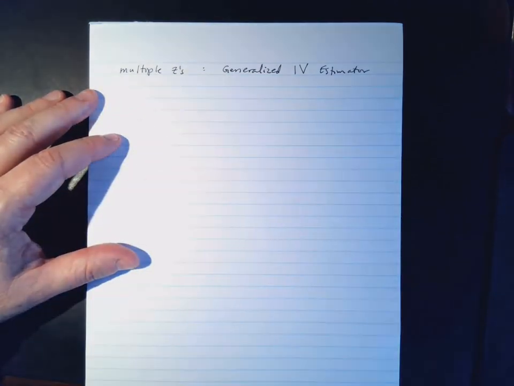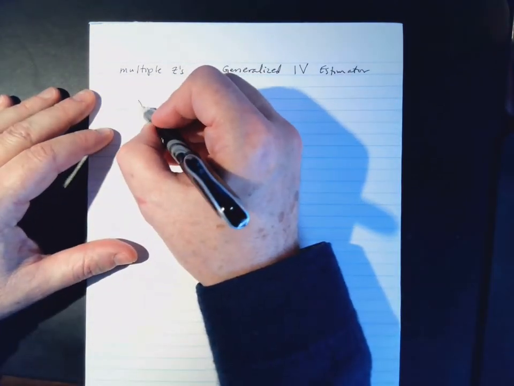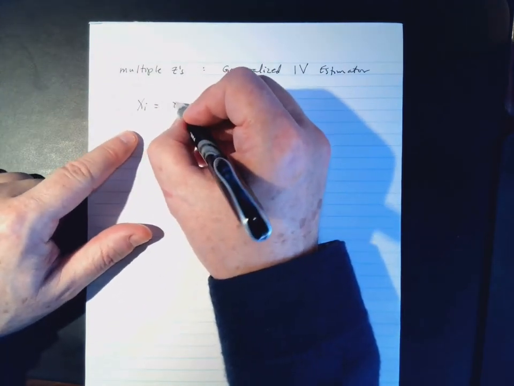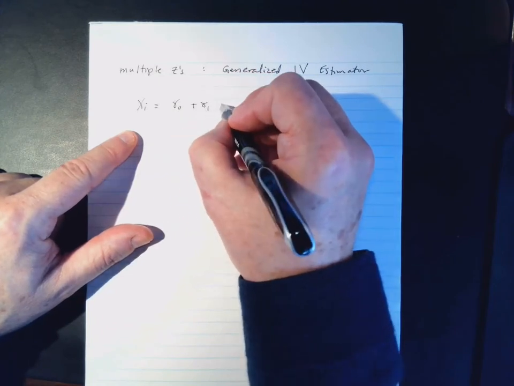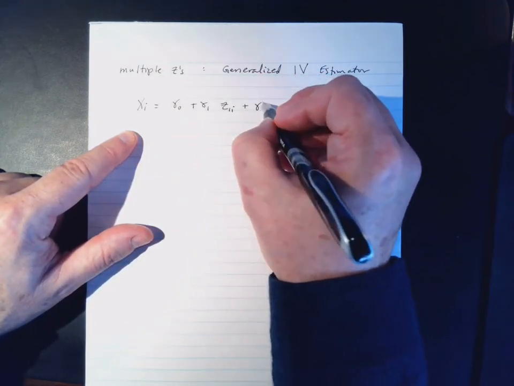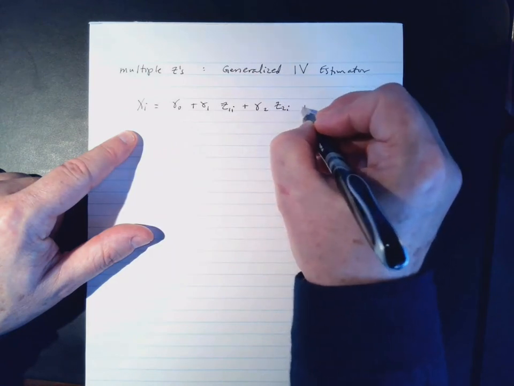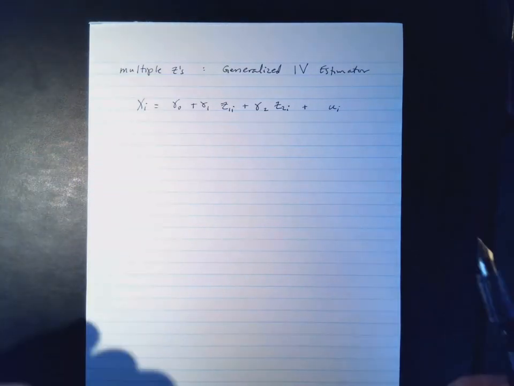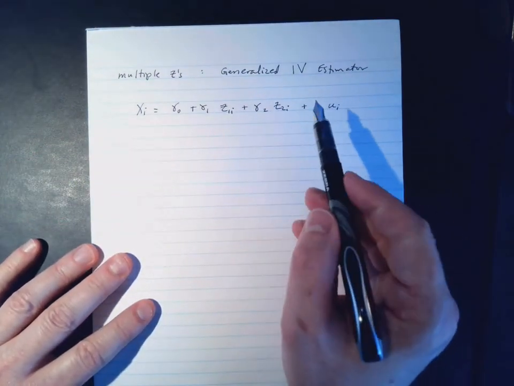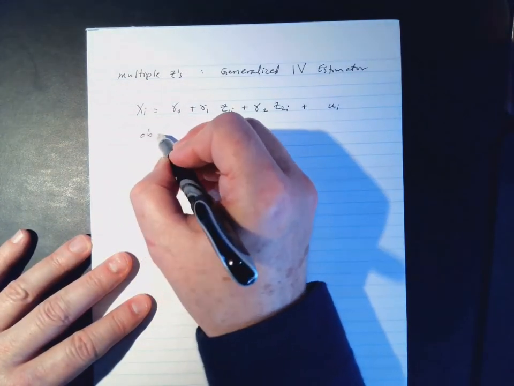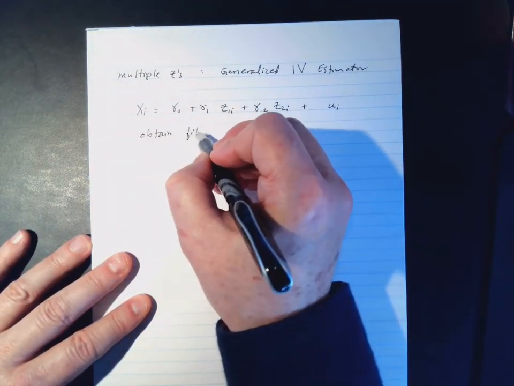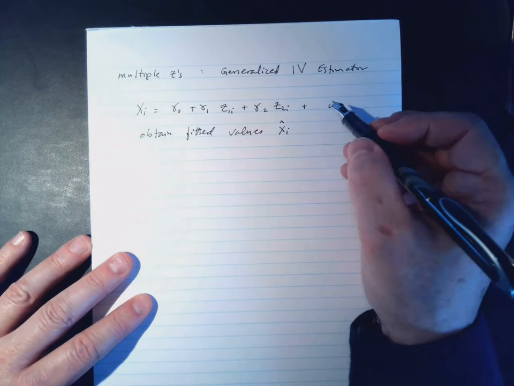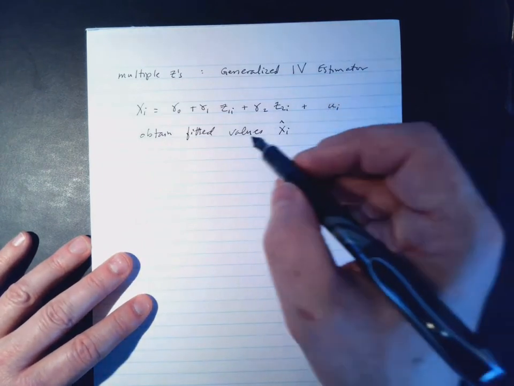So if you're going to use multiple z's, then you would just form a regression model. So you're going to regress x on, say, gamma 0 plus gamma 1 z1 plus gamma 2 z2 plus a new error term, so I'll call it u. That's the error term here. Okay, so let's use a couple of z's, and then you obtain the fitted values. And that's your instrument.